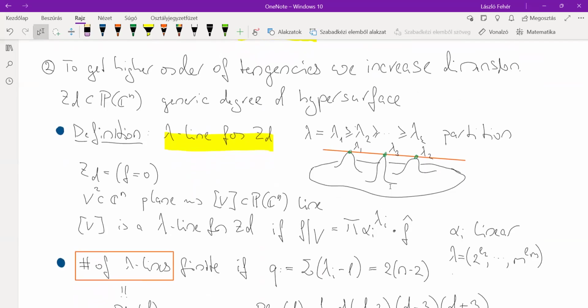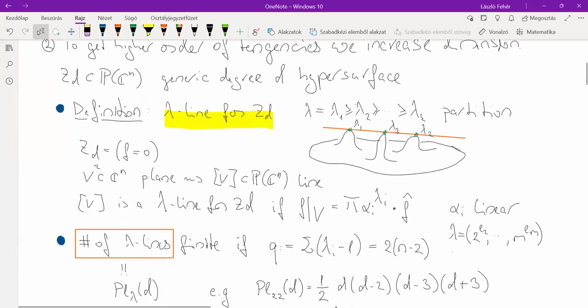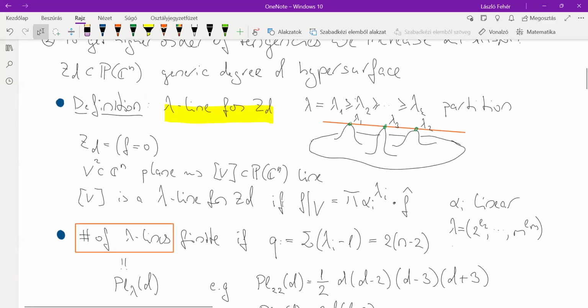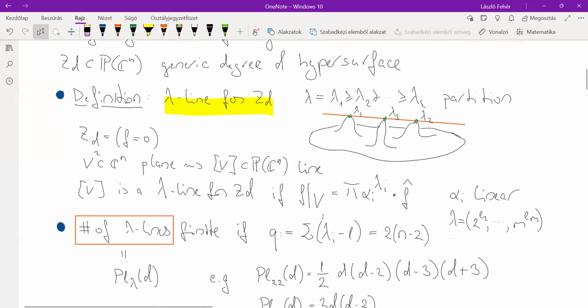To formalize the situation, let V be a two-plane. It corresponds to a projective line in the projective space. And we say that this is a lambda line for the hypersurface Z_d, which is just the generic degree d hypersurface, if the restriction of the defining function f, which is necessarily a product of linear terms, has these multiplicities.